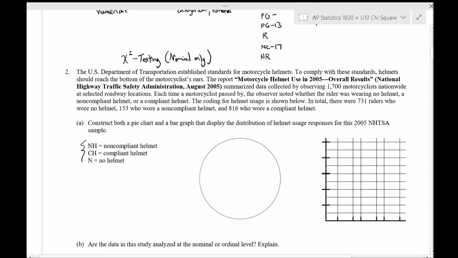So this is a categorical variable first off, so the data is going to be categorical. It continues to say that the coding for helmet usage is shown below. So we have NH, CH, and H. In total, there were 731 riders who wore no helmet whatsoever, 150 who wore a non-compliant helmet, so that's a bad helmet nonetheless, and then 816 who wore a compliant helmet, so a helmet that met standards. Letter A: construct both a pie chart and a bar graph that display the distribution of helmet usage responses for this 2005 NHTSA sample. So, a pie chart.